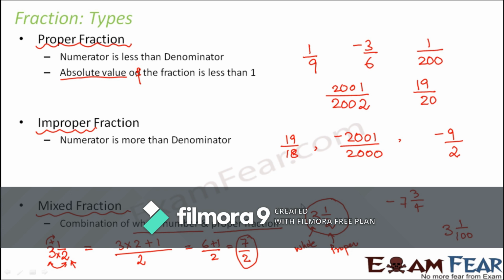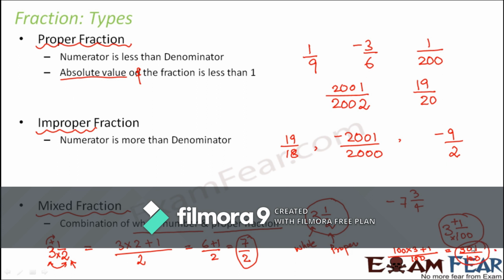So every mixed fraction can also be written as an improper fraction. Like 3 1 by 2 is written as 7 by 2. Now can you tell me how you can write 3 1 by 100? So here also you will multiply these two and then add this. So basically this would be 100 into 3 plus 1 divided by 100. So this would be 301 by 100. So this is again an improper fraction.